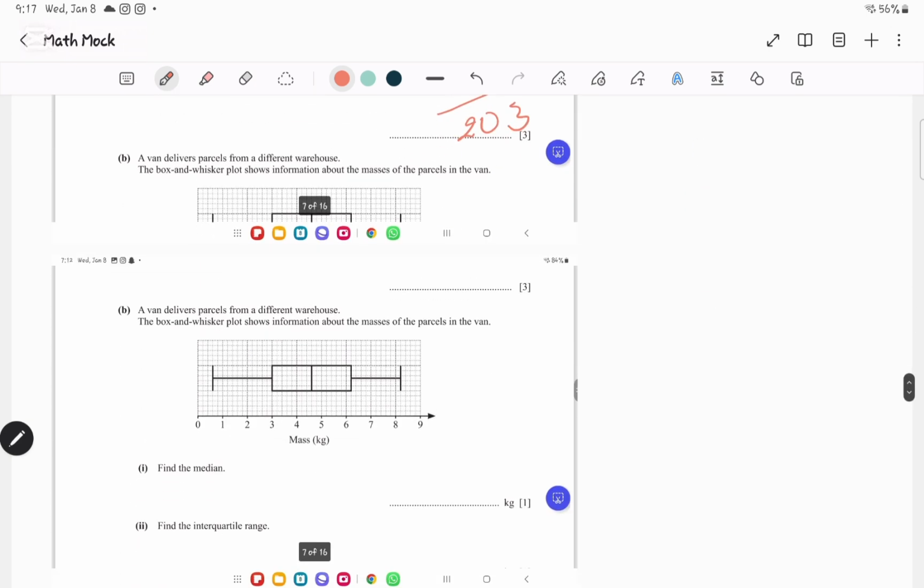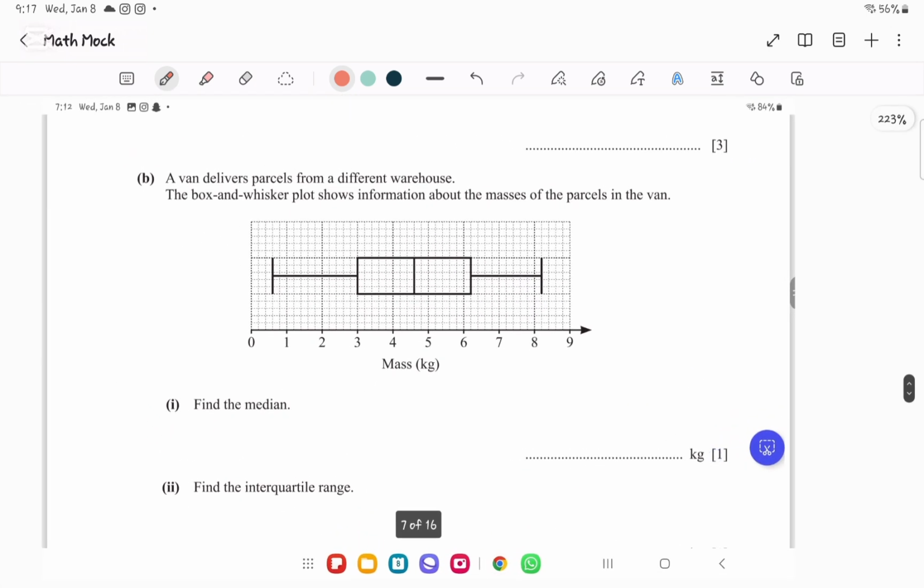Now, a van delivers parcels from a different warehouse. A box and whisker plot shows information about the masses of the parcels in the van. Now, the median is approximately, from the graph, 4.5 kg. The interquartile range is the upper quartile minus the lower quartile. How to find the upper quartile? You take the total, which is approximately, I'm going to say 8.3.